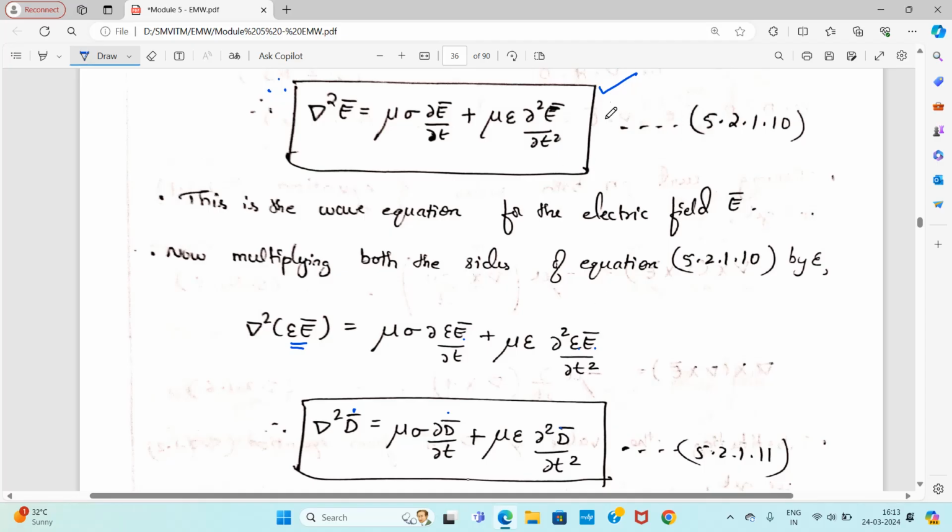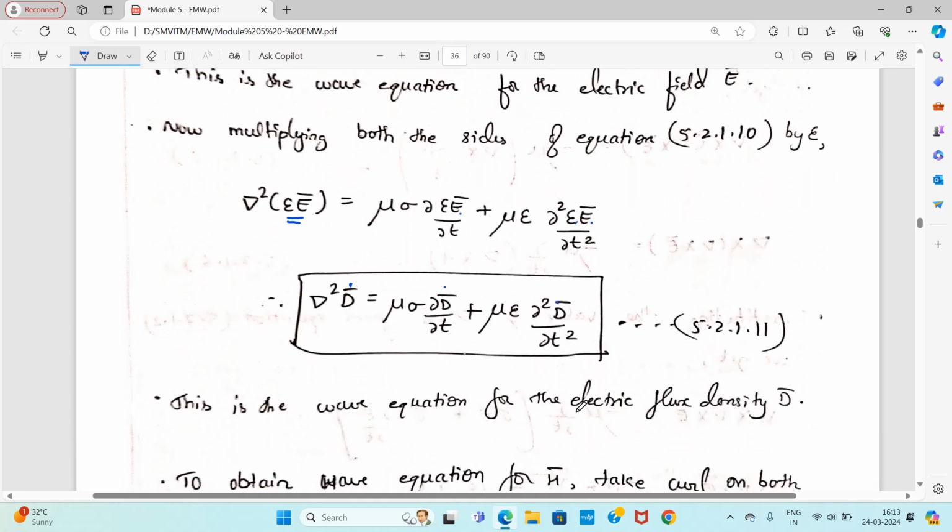So the first equation is called the wave equation for electric field. This is the wave equation in terms of electric flux density. So mu sigma, mu epsilon or del square, nothing is changing. The only change that happens here is that instead of E, you will be having D.